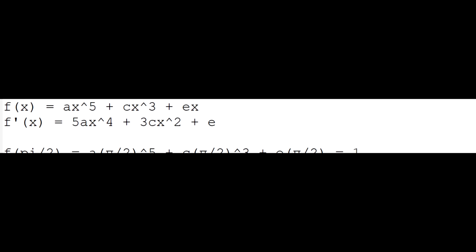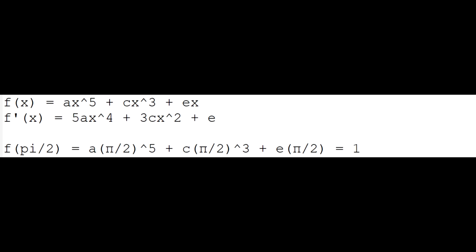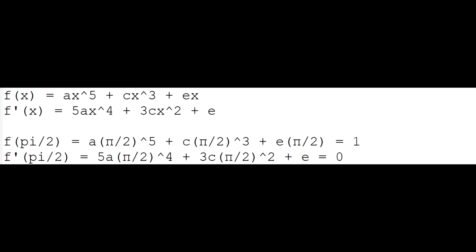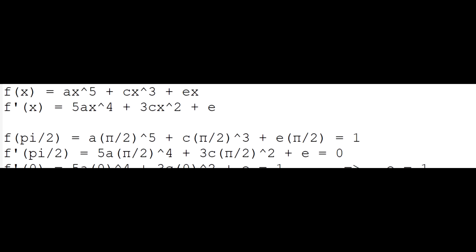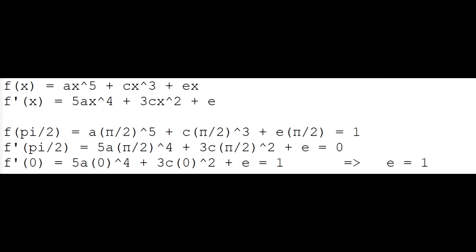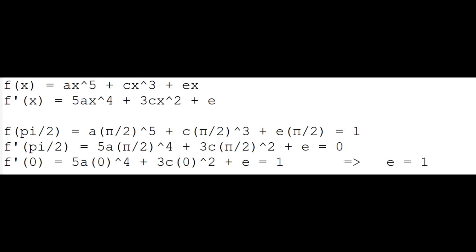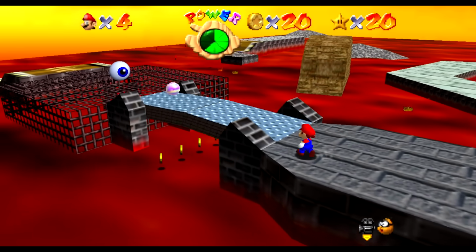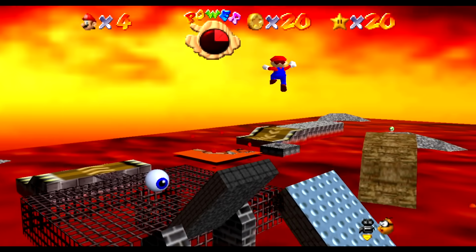We want our function to meet 3 conditions, which gives us these 3 equations. At π/2, our function should be 1. At x equals π/2, the derivative should be 0. And at x equals 0, the derivative should be 1, which gives us this last equation, which easily simplifies to e equals 1. After solving these equations, the actual polynomial we get from this process looks like this.